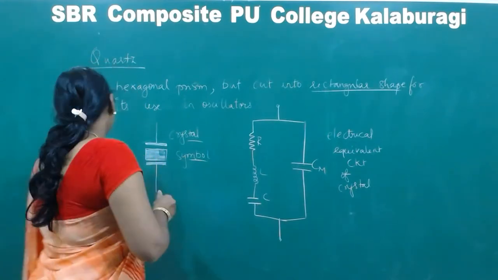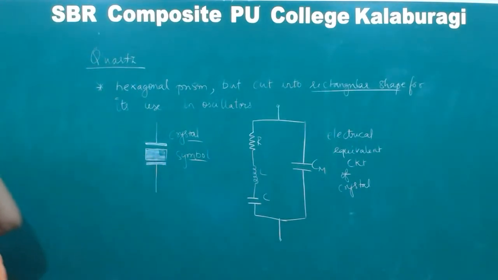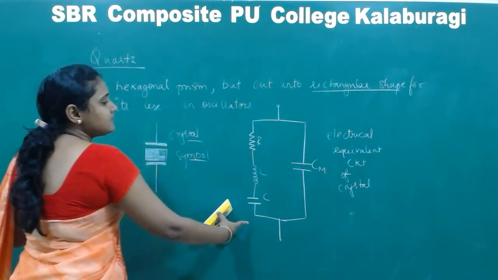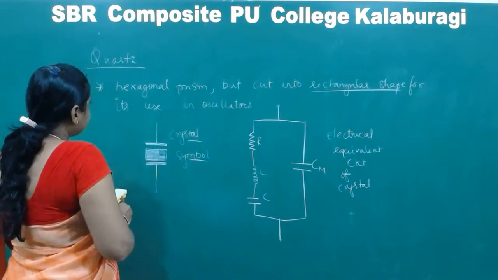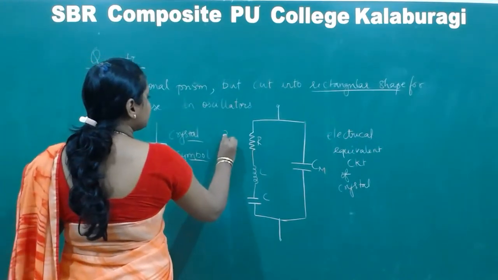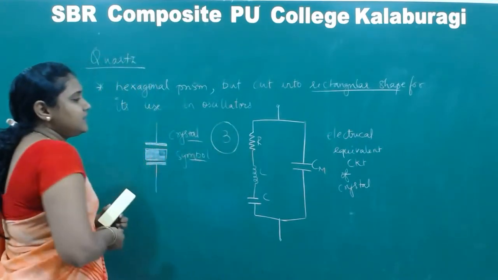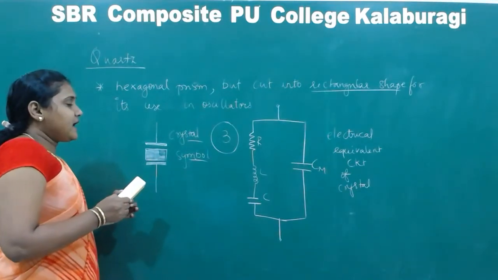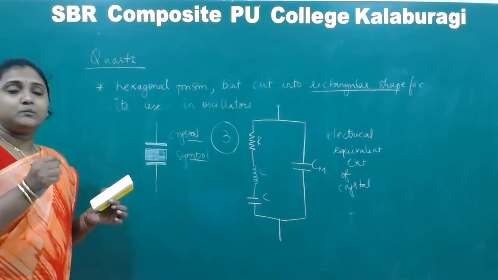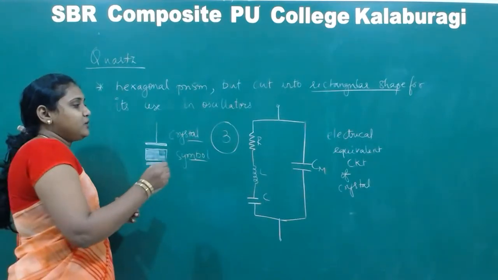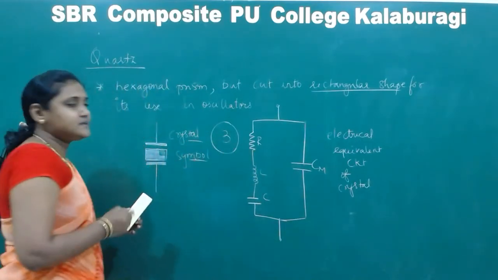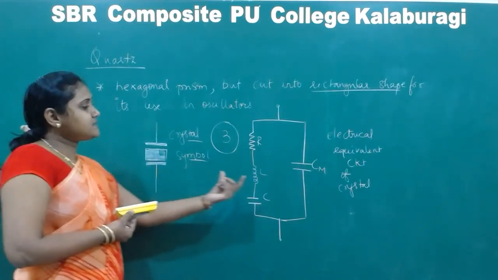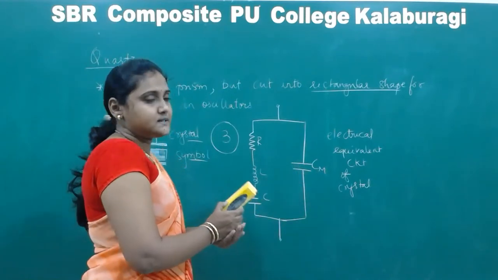Now, this is the symbol of crystal and the electrical equivalent circuit of crystal. All these together are asked for 3 marks. Okay, this question together is asked for 3 marks, where they will ask you to draw the symbol and electrical equivalent of a crystal. So this is the symbol and this is the electrical equivalent of a crystal.